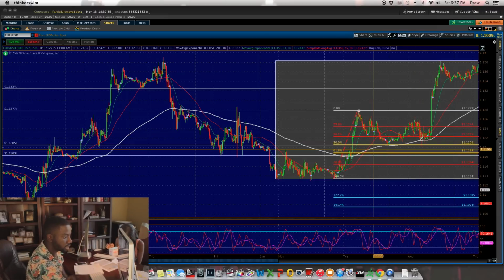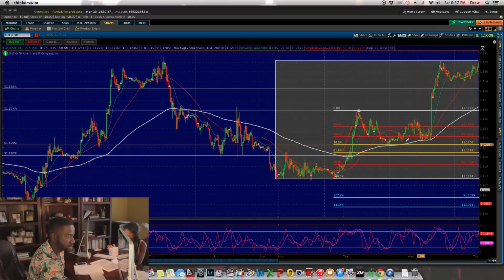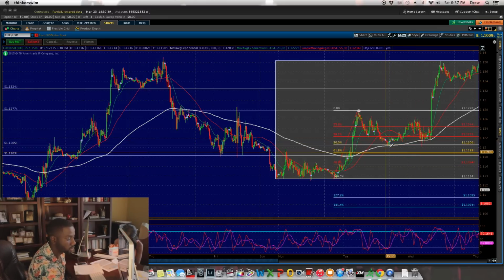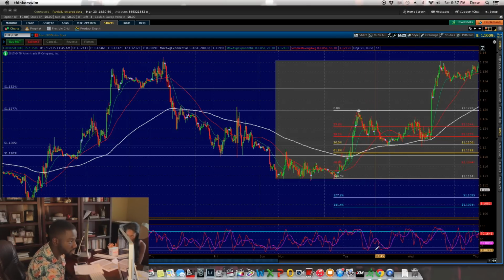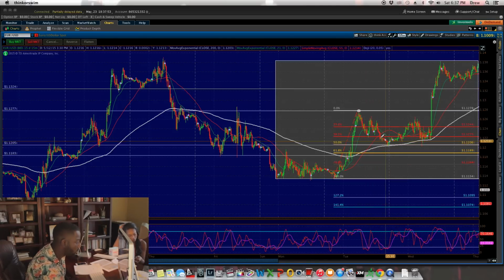So, cool. You see right here that price hit off on the 50% line. Why did it do that? We were oversold. Notice on my stochastics that we're oversold. But not only are we oversold, we have some bullish divergence going on, right? That's extremely important.